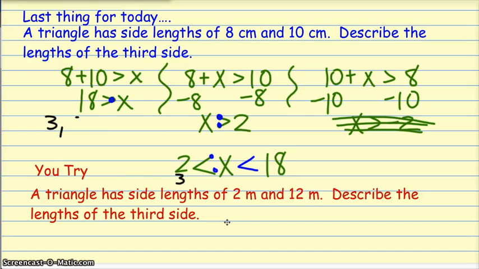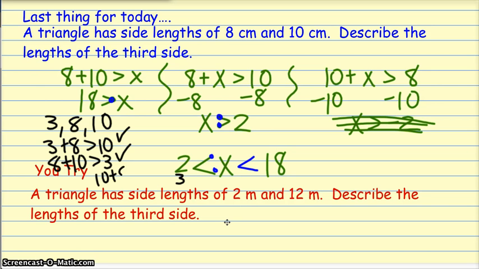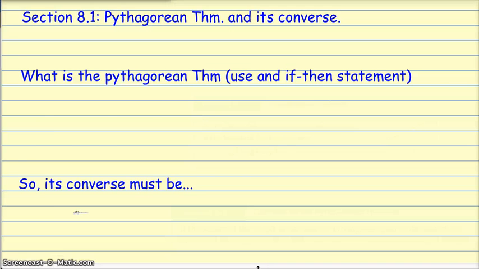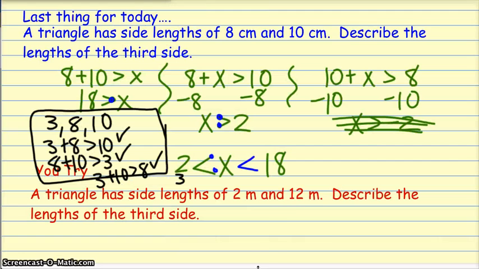So if I use 3, 8, and 10, 3 plus 8 is larger than 10. True. 8 plus 10 is larger than 3. True. And 10 plus 8 is, I already did that combo. I need 3 and 10 is greater than 8. So because it was true for all three, we know that those 3 side lengths must form a triangle. Go ahead and try this next one, titled You Try. I wrote over it, and that concludes lesson 4 from Unit 4.